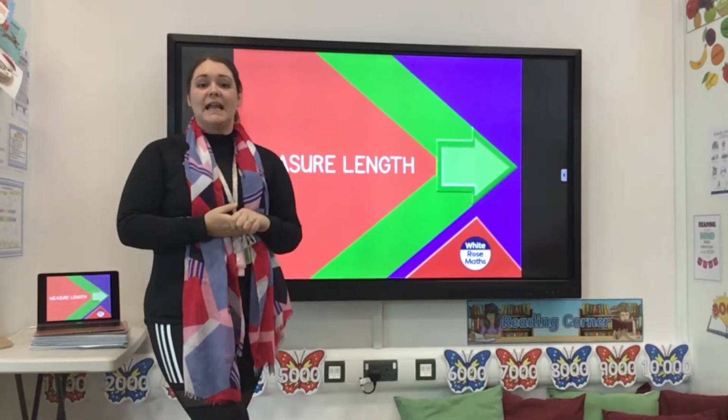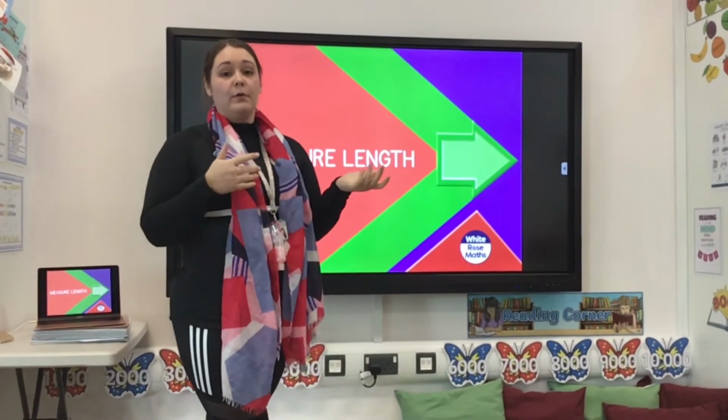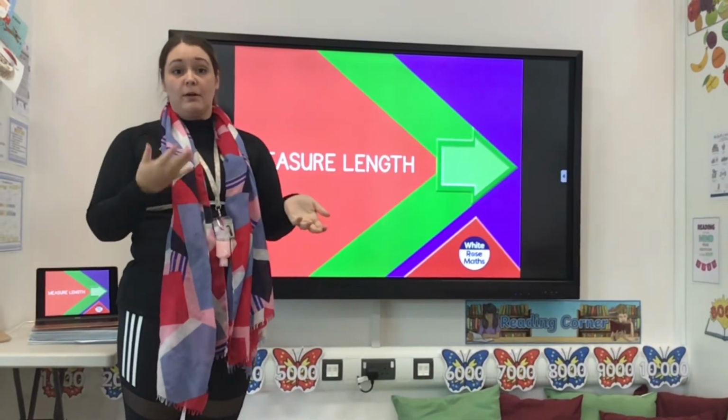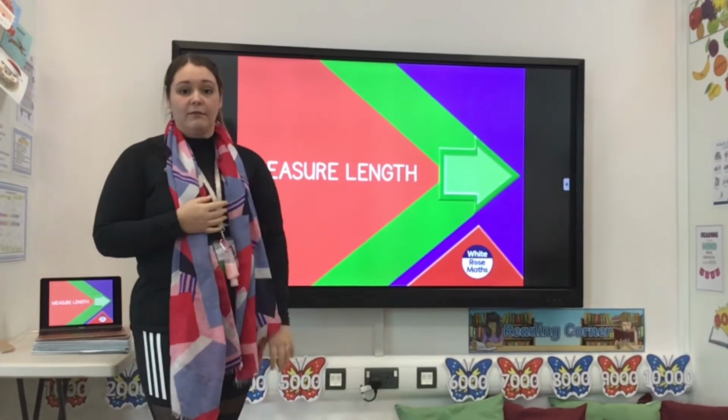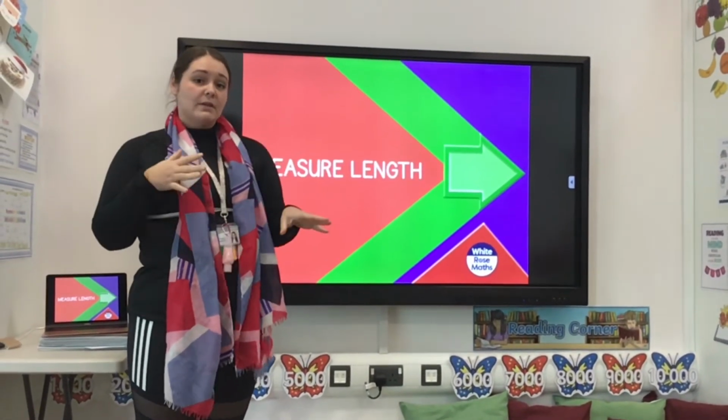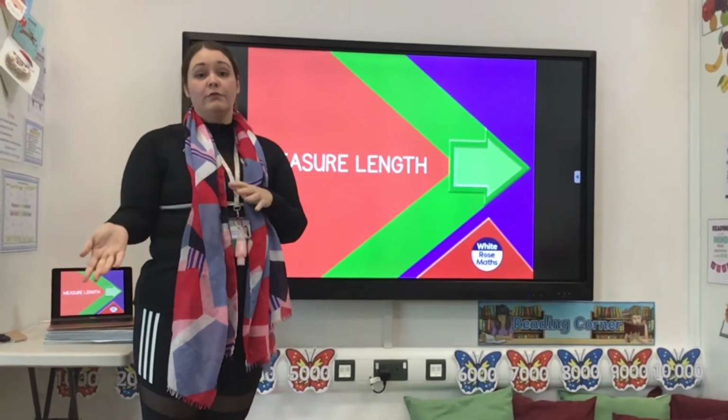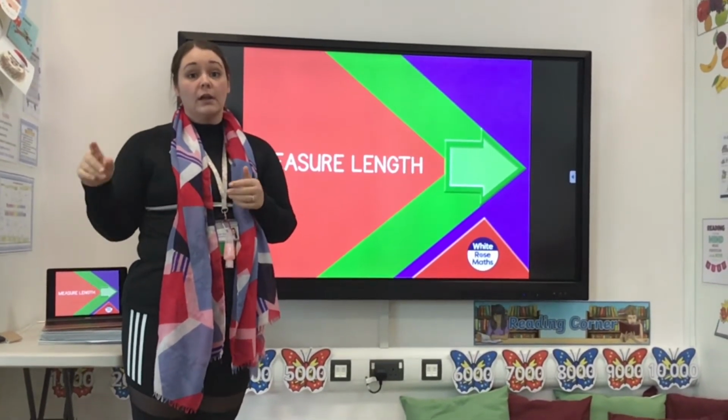Year 3, so today starts term 4 and we're moving on to our new unit, which is measurement. So today we're looking at measuring length. You might be familiar with some of these things, you might not, but I'm going to show you some different techniques or different things we use to measure length.